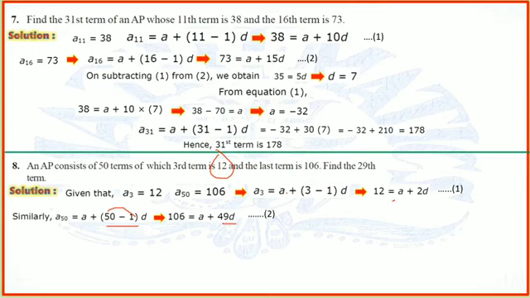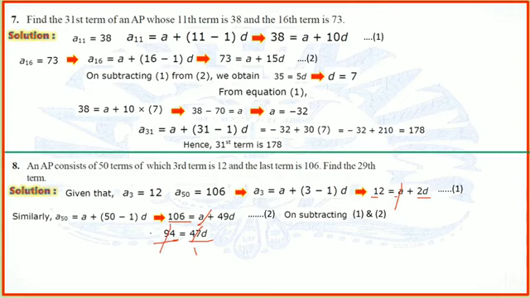Now we'll subtract these two. Again, the signs we are going to change, minus everywhere. So on subtracting 1 from 2, we get 106 minus 12, 94. A and minus A will cancel. 49D minus 2D is equal to 47D. Now 47 2s are 94. So D is equal to 2. D we got. So now we'll put this value in the above equation number 1.